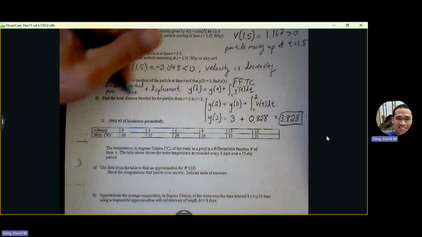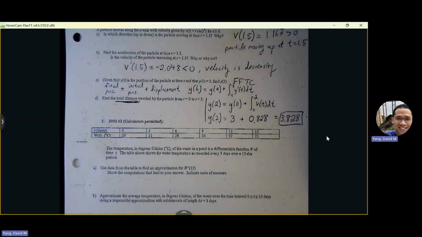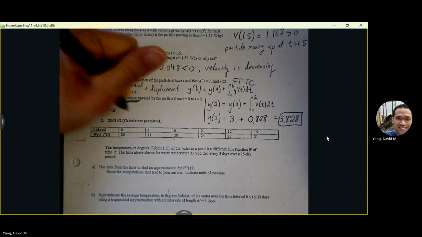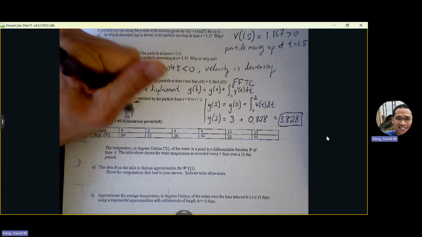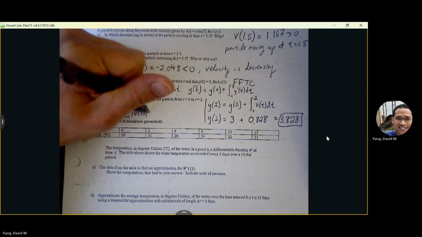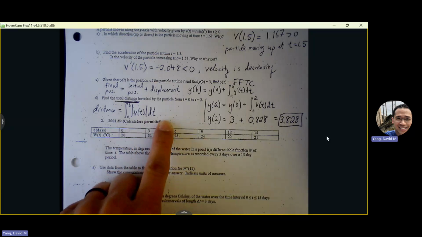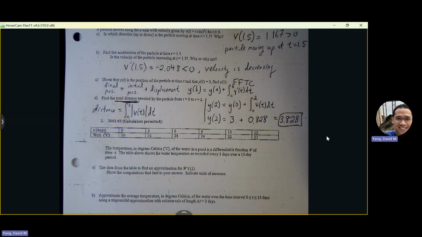Part D, find the total distance. So total distance has a specific formula. Total distance is basically involving absolute value. Total distance is just the definite integral from a to b of the absolute value of v of t dt. There is no starting point to add. It is just basically your displacement with the absolute value bar around your velocity function.